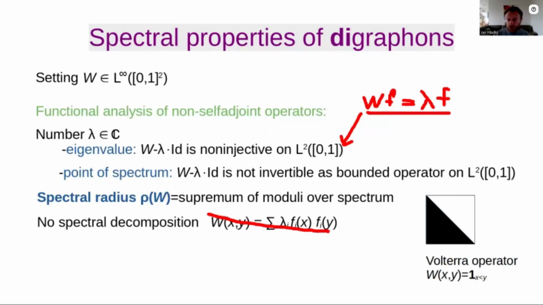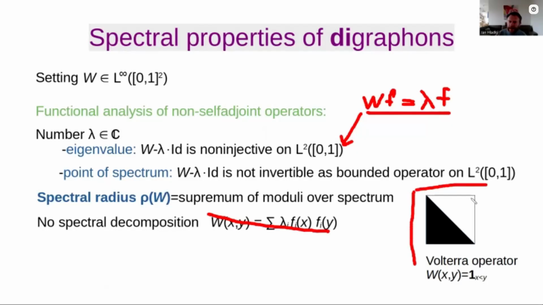But now in the non-self-adjoint setting, everything is much more difficult because these are genuinely different notions. And also, quite importantly, we don't have any spectral decomposition. There is something called singular value decomposition, but no spectral decomposition. To demonstrate a failure of this spectral decomposition, you can consider this very classical operator called the Volterra operator. So it's a digraphon which at point x, y is defined as either 0 or 1, depending on whether x is smaller than y or larger than y. And that's the operator here.